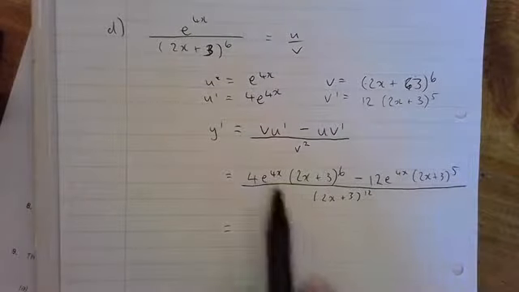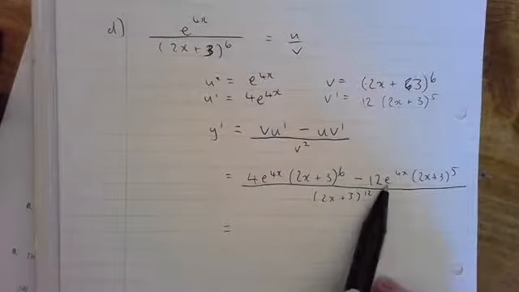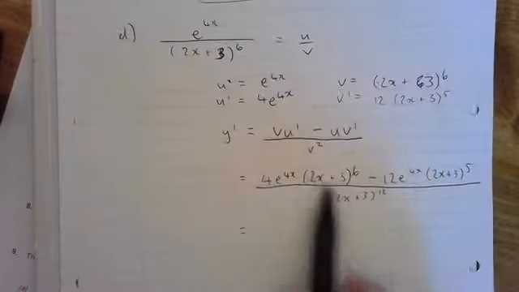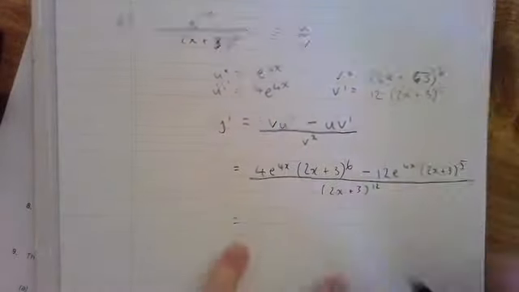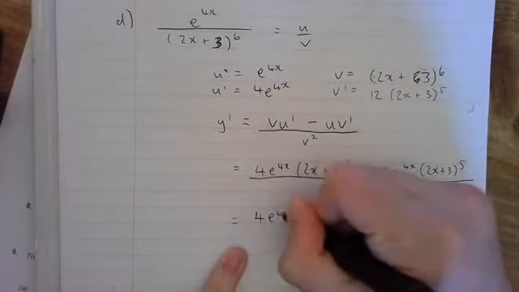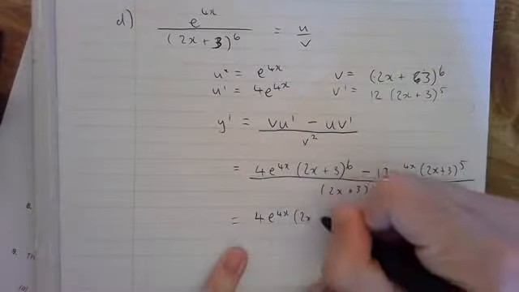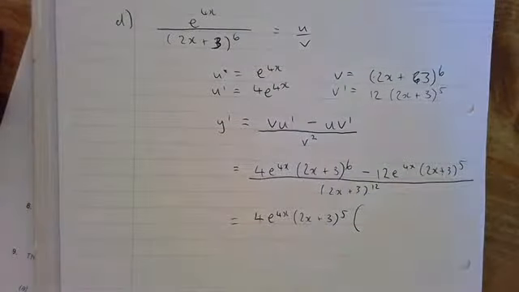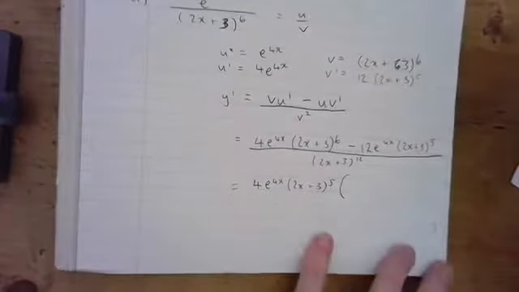I can see loads of common stuff here. So 4, 12. So 4 goes into both those. e to the 4x, e to the 4x. Lovely, that comes out. And this whole bracket here, so you always just take the lowest power. So you're going to take out 4, e to the 4x, and then 2x plus 3 to the power of 5. So what do I need to make that?